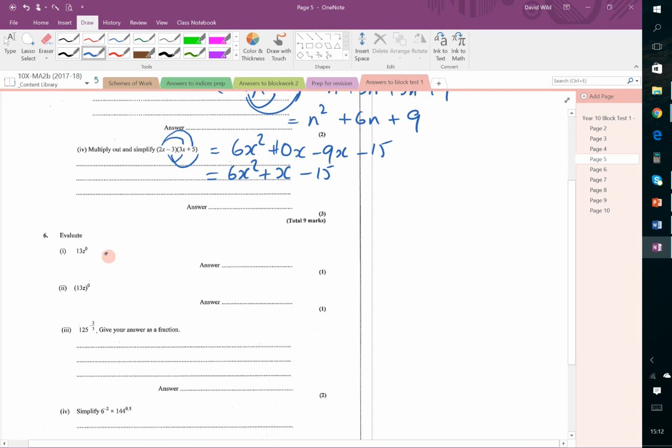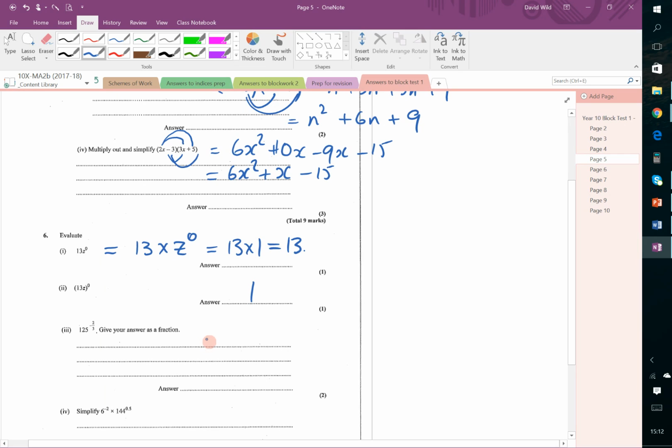Right, this one. Only the z is being raised to the 0. So this is the same as 13 times z to the naught. Z to the naught is 1. So it's 13 times 1, which is 13. No, only the z is being raised to the power 0 here, not the 13. So it's 13 times 1. Here, the whole thing is being raised to the power 0, so the answer is 1.